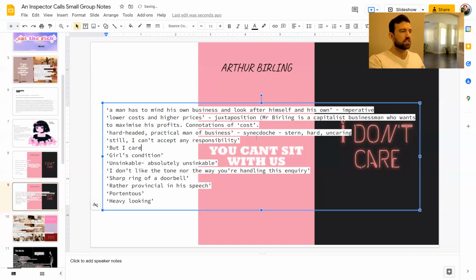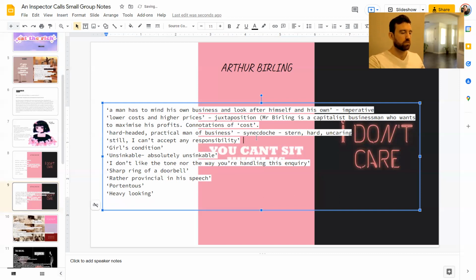I can't accept any responsibility. So the fact that he says that he can't accept any responsibility for any of what happens to Eva, again, sort of shows his immaturity, and it's a short, simple sentence which emphasizes this: immature, greedy, selfish, that sort of thing. He just doesn't really care.